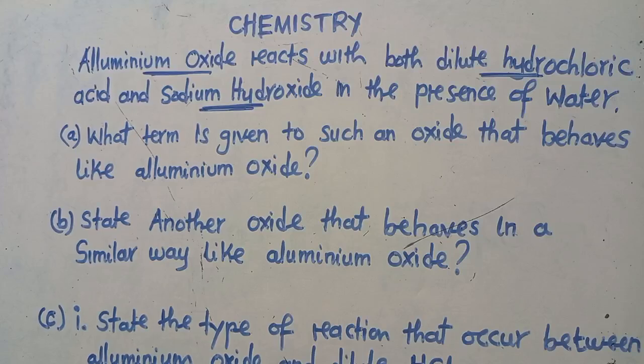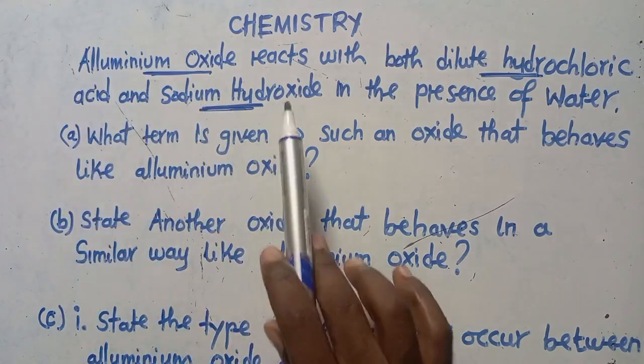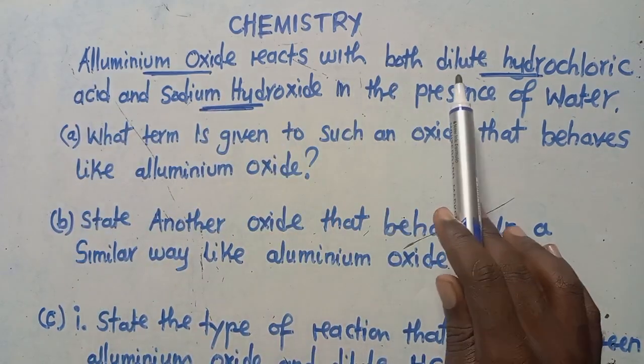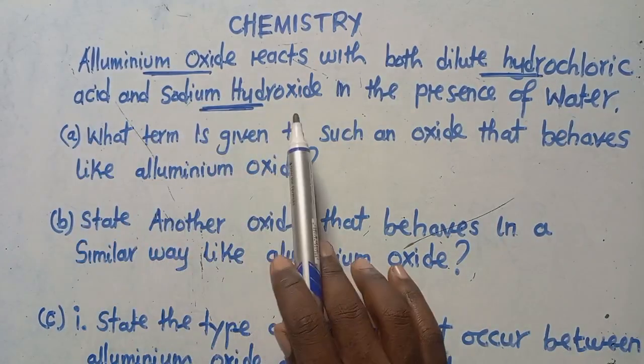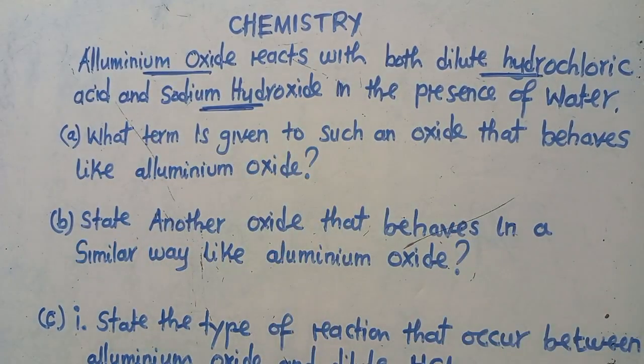Hello, so this is a wonderful question, ECZ exams. If you're a GC internal, these questions are good for you. The question is saying, aluminium oxide reacts with both dilute hydrochloric acid and sodium hydroxide in the presence of water.